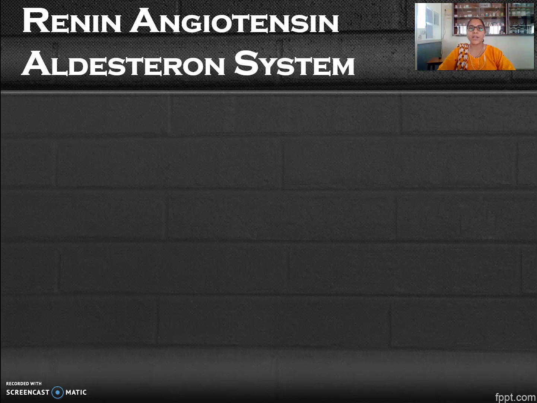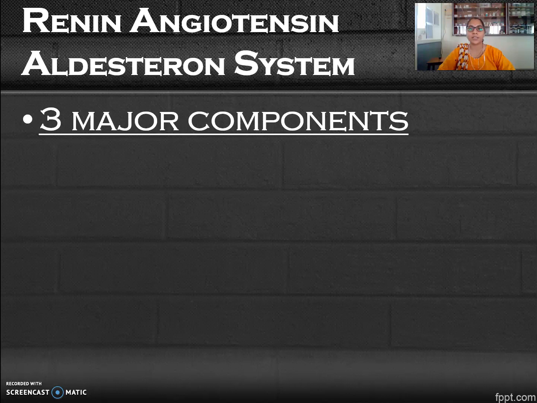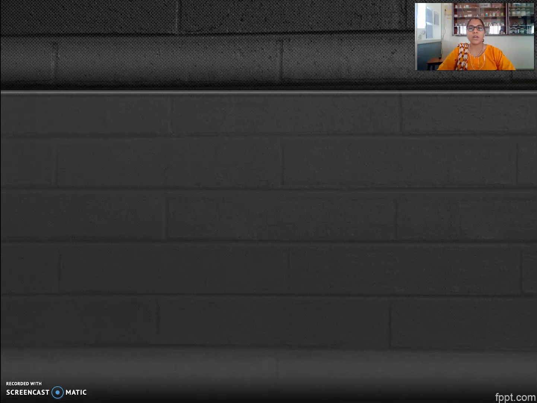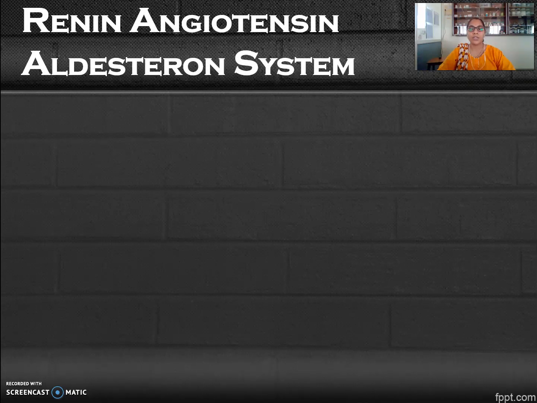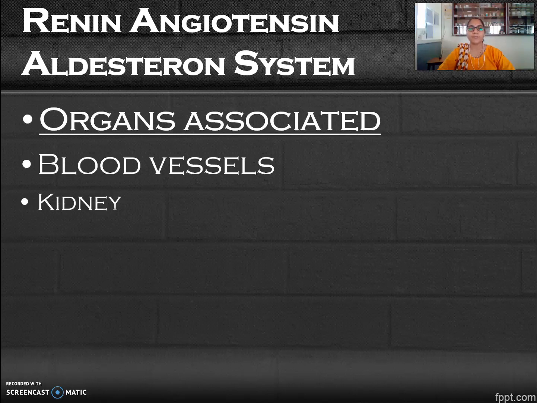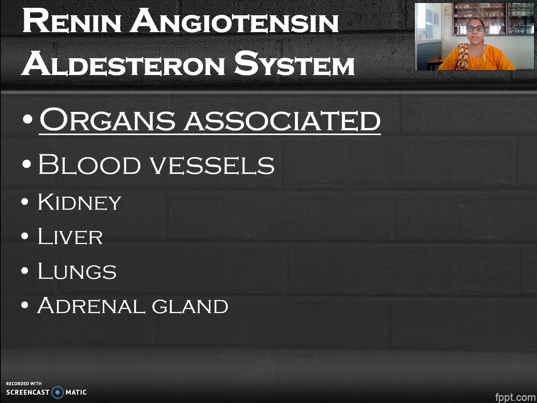As the full form of RAAS, Renin Angiotensin Aldosterone system, it is having the three major components: renin, angiotensin, and aldosterone. Now this system works with the association of various organs. So major organs which are associated with this system are blood vessels, kidney, liver, lungs, adrenal gland, and pituitary gland. So let's see how these organs work together and this system comes in action.